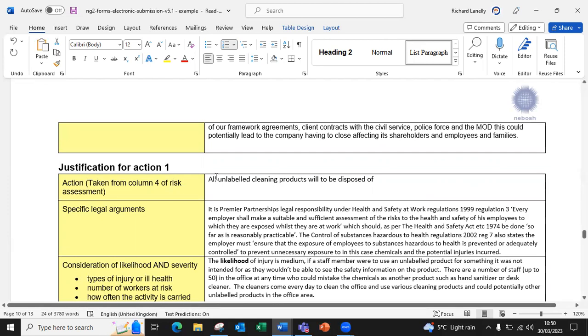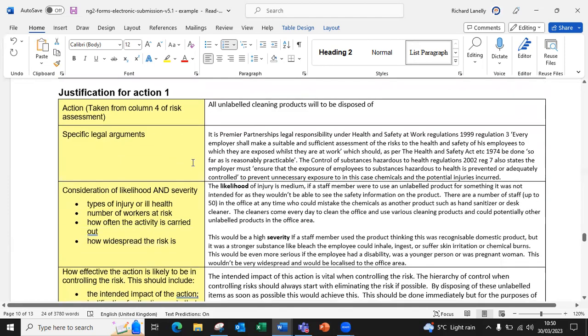But yeah, that's all you need to do. Don't put any extra information there. Don't put more than one. Don't put any extra information in than what you've done in part 2, because you'll just get referred straight away.